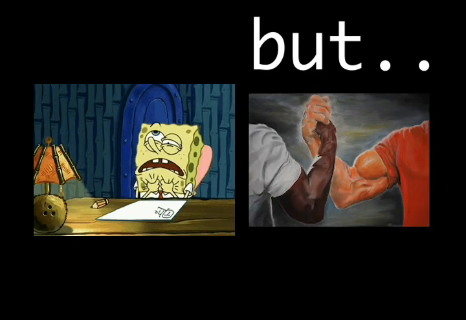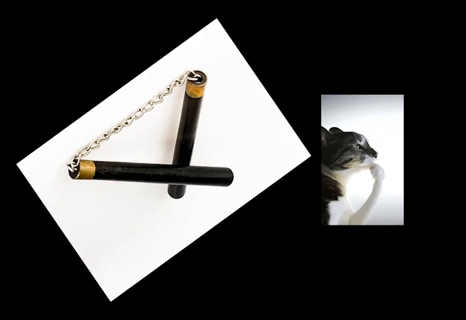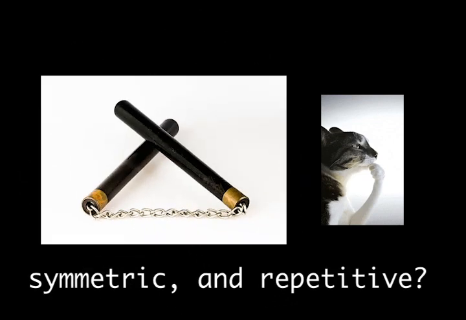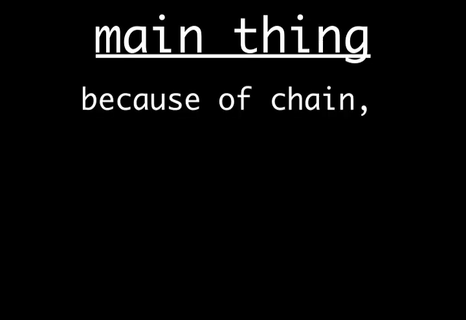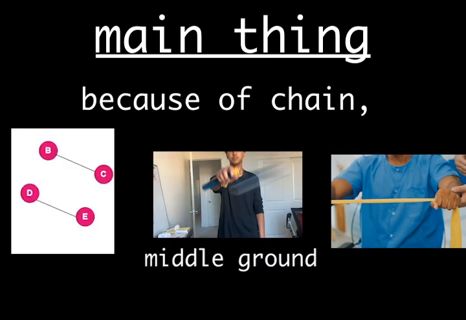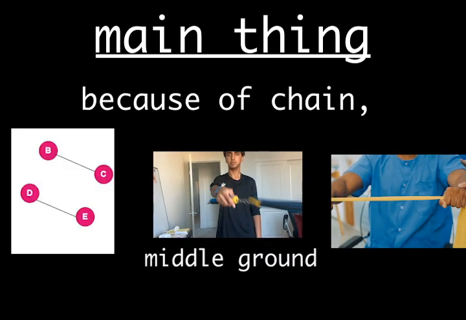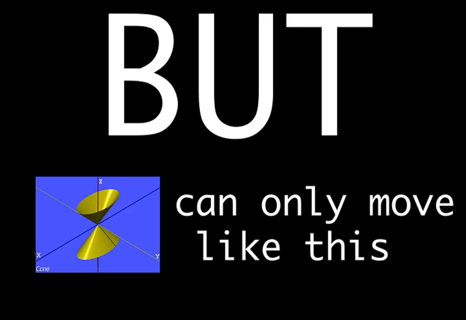Adding motion into the mix complicates things, but makes our previous findings even more powerful. Suppose we were to move our nunchucks around in a symmetric and repetitive state. Maybe in a figure 8. Start. How about a vertical figure 8? The main thing to note with our nunchuck structure is that due to the chain, we're able to achieve a middle ground in which the sticks of the nunchucks are independent of each other, but can only move a relative amount due to the chain.